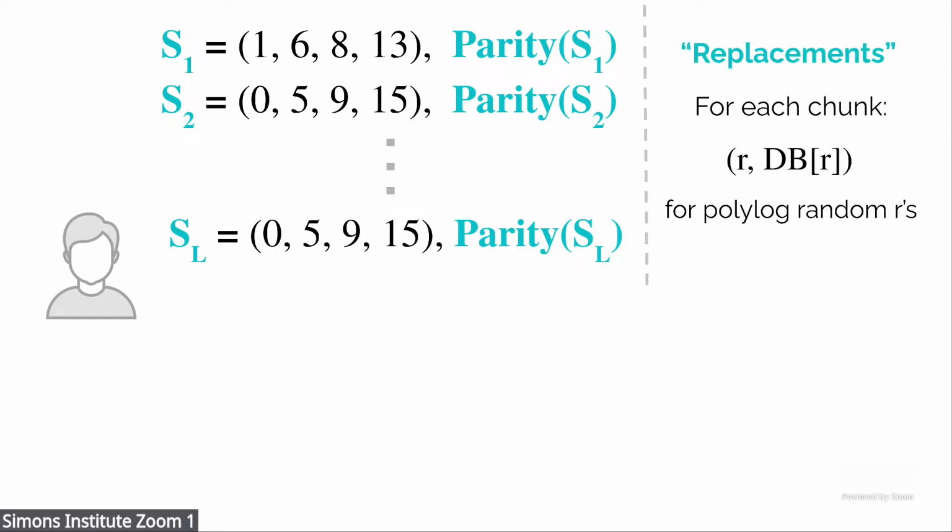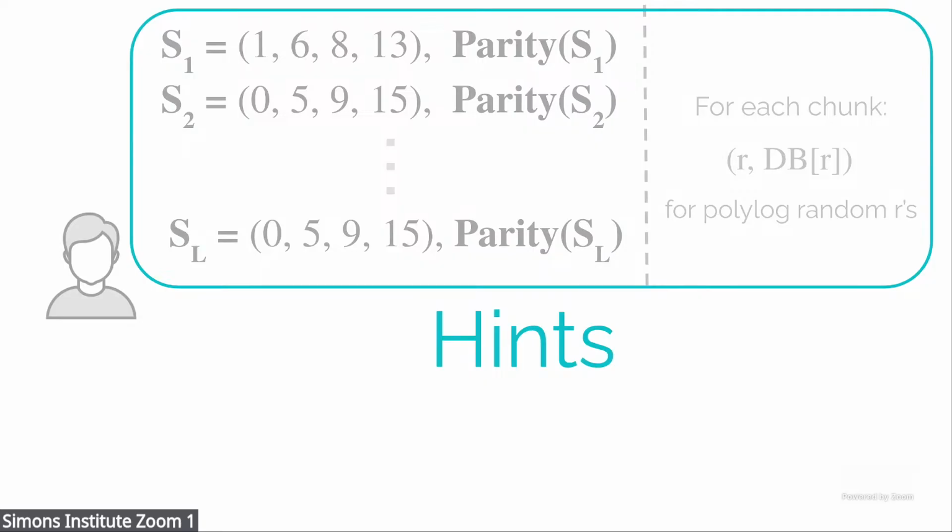But besides this, we are also going to record some replacement entries during the pre-processing. So what are replacement entries? Essentially, for every chunk, I'm just going to sample polylog n entries at random, and I'm going to remember what the database values are at those polylog n locations. So this whole thing becomes my hint, and this hint will help the client during the online query phase. This is why it's called client-side pre-processing, because the client is going to end up with the hint at the end of the pre-processing stage.